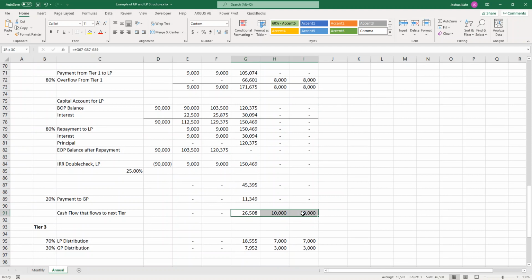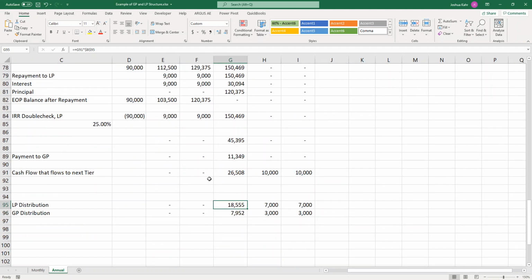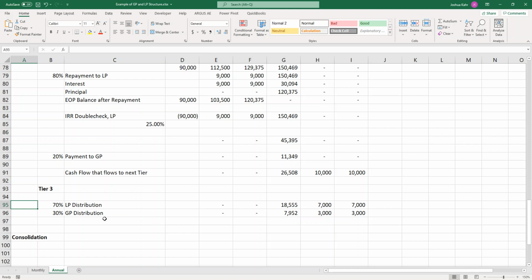If this is what comes out of tier two, the final tier is always very not exciting. The final tier always is something really stupid, like take the remaining money and split it, say 70, 30. And there she is.